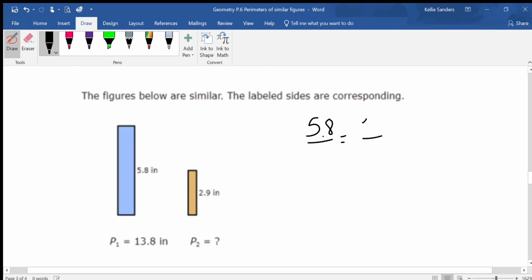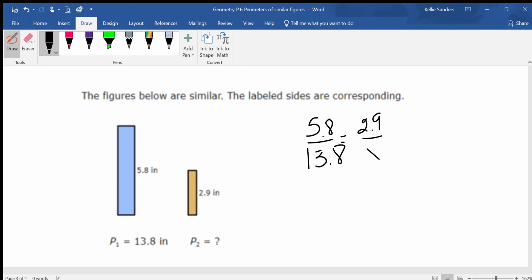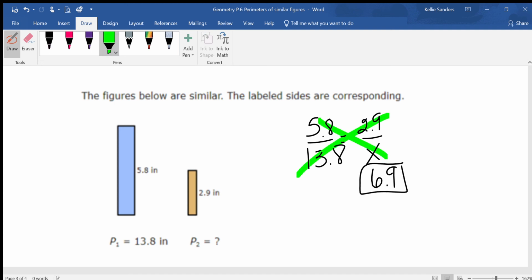5.8 is to 2.9, 13.8 is to x. 2.9 is half of 5.8, so we take half of 13.8 and get 6.9. Or you can cross multiply and divide.